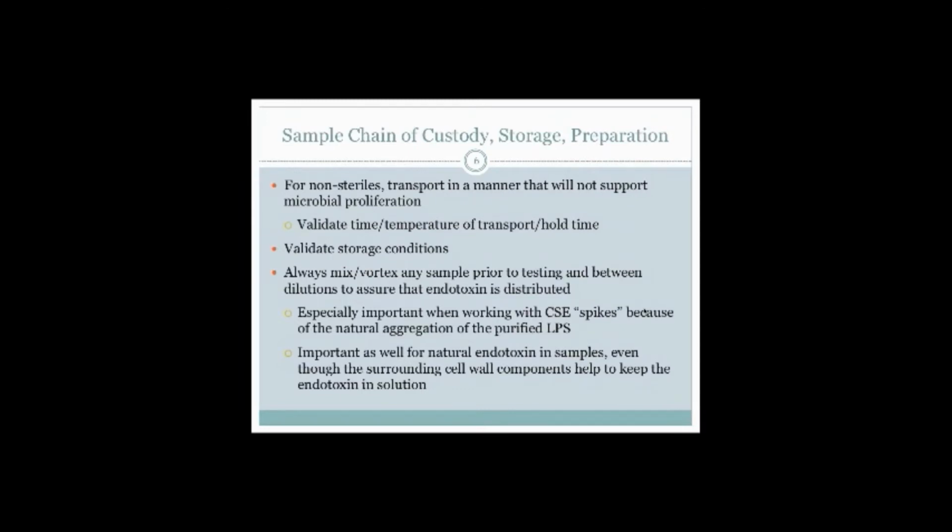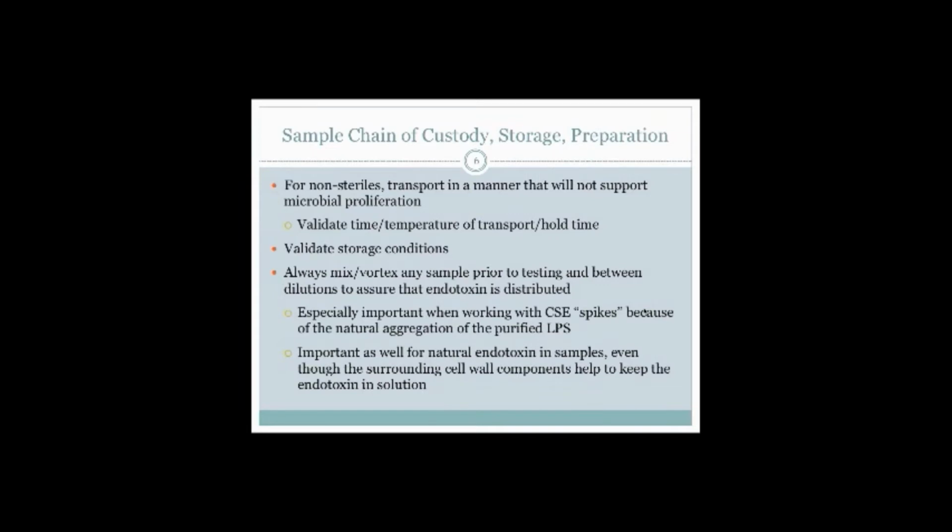In terms of the sample chain of custody, if we have a non-sterile sample, we want to make sure that it is transported and stored in a manner that will not support microbial proliferation. Remember, endotoxin comes from live and also dead gram-negative bacterial cells. So if we have dead cells and live cells in our preparation and we keep the preparation in a manner such that those gram-negatives can grow and proliferate, we're going to increase the amount of endotoxin in our sample and over-quantitate.